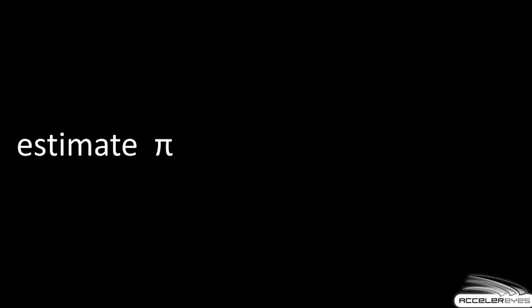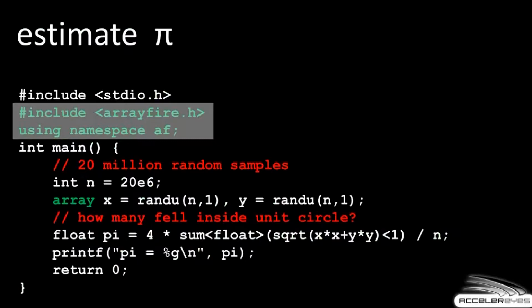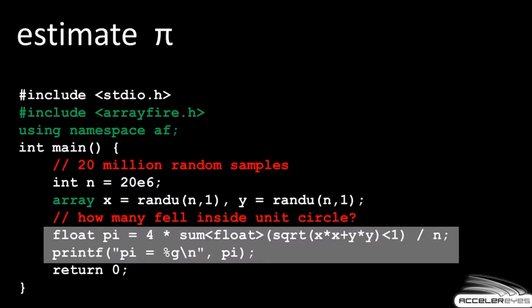Let's jump into a first example of ArrayFire so you can see right from the start what it is. Here's a classic example of estimating pi using a Monte Carlo approach. To start out, this is regular C, or actually C++. You include the header file, open the namespace, and then we start by throwing down a bunch of random points on the unit square. In this case, 20 million points spread over 0 to 1. And then we count how many fell inside the unit circle.